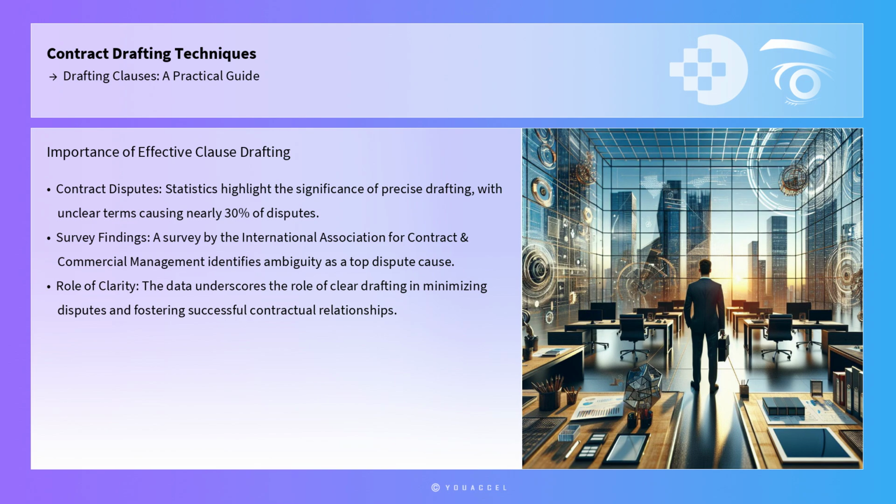Statistics on contract disputes further illustrate the importance of effective clause drafting. According to a survey by the International Association for Contract and Commercial Management, unclear or ambiguous contract terms are among the top causes of contract disputes, accounting for nearly 30% of all disputes reported. This statistic underscores the critical role that precise and clear drafting plays in minimizing disputes and fostering successful contractual relationships.